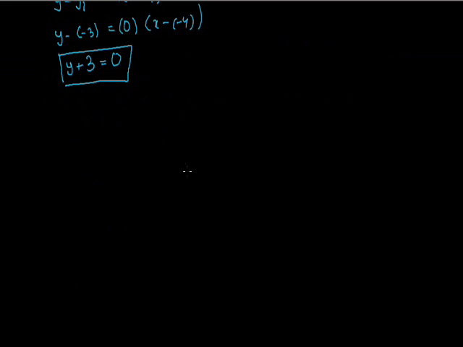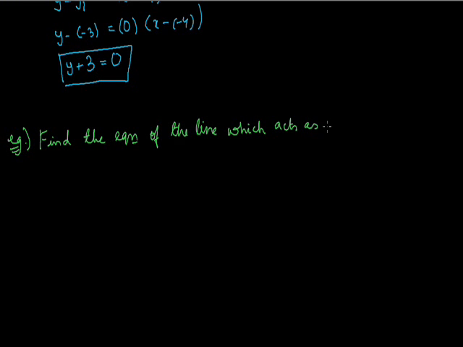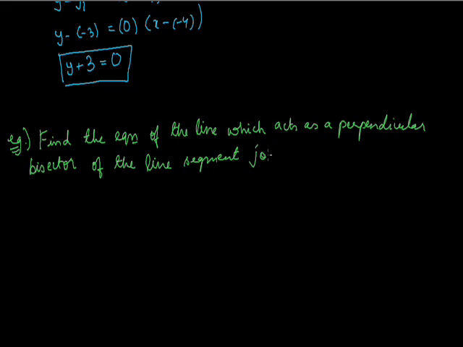Moving on to our next question, a new question or an example. Find the equation of the line which acts as a perpendicular bisector of the line segment joining points A (2, 3) and B (6, -5).